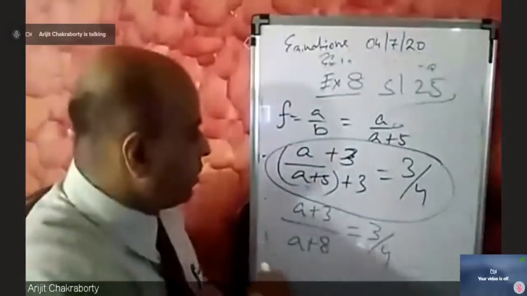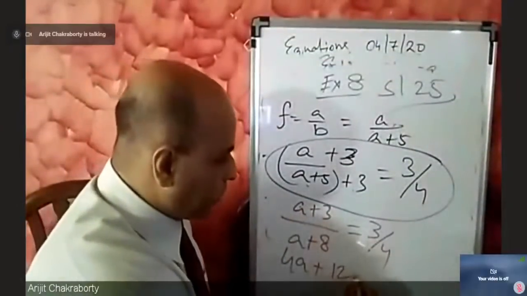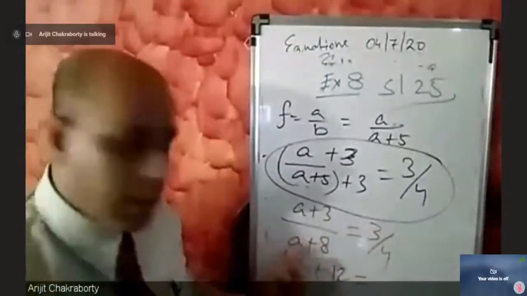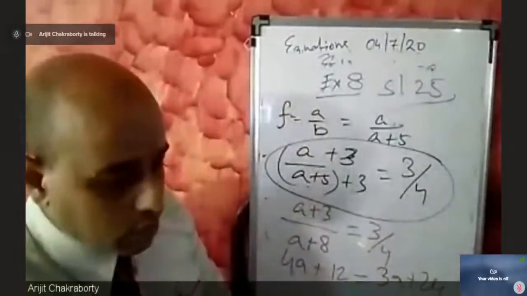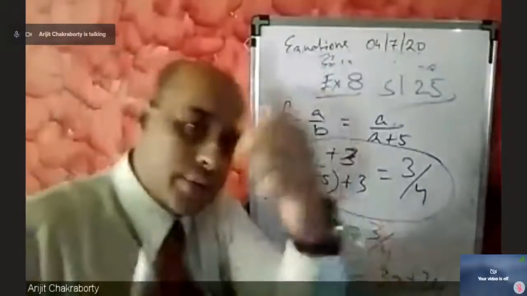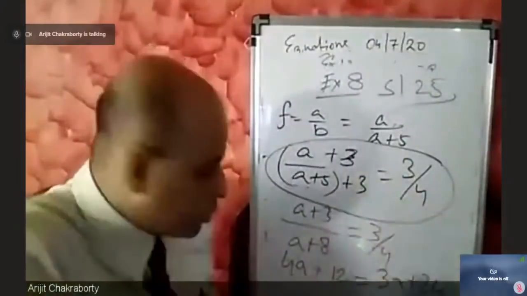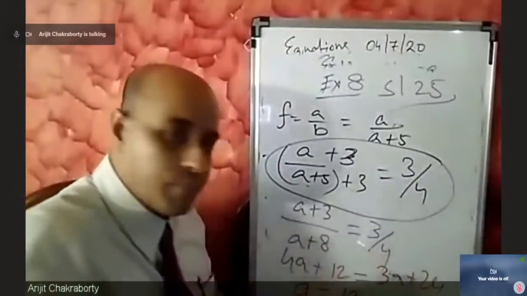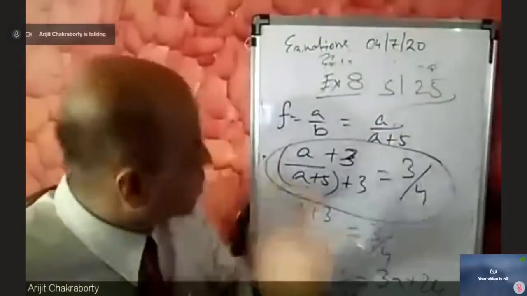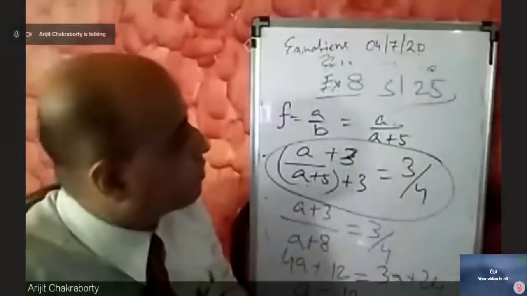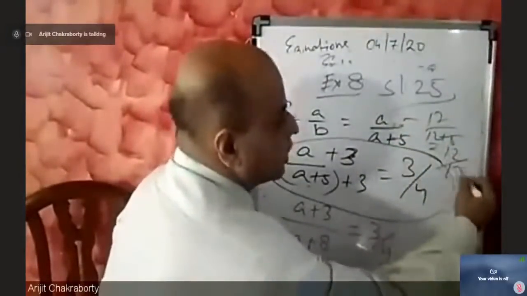So we get 4 into a is 4a plus 4 into 3 is 12. This is equal to 3a plus 24 on the other side. By transposing, 4a minus 3a, we get 24 minus 12. So a comes to 12. If a is 12, then the fraction becomes 12 by 12 plus 5, that is 12 by 17.